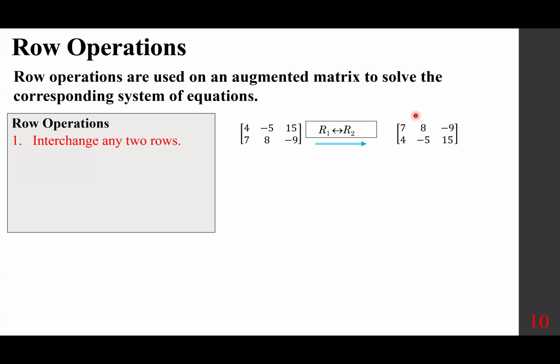So this is an equivalent augmented matrix because as far as the equations are concerned, this is equation number one, this is equation number two, or vice versa. You say this one is equation number one, this one is equation number two. It makes no difference, everybody. Therefore, row one and row two were interchanged.